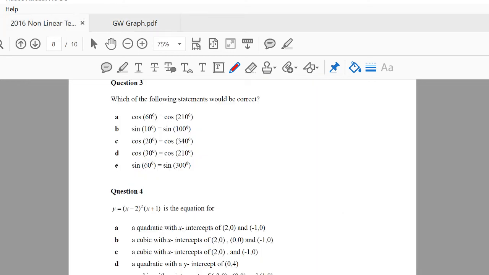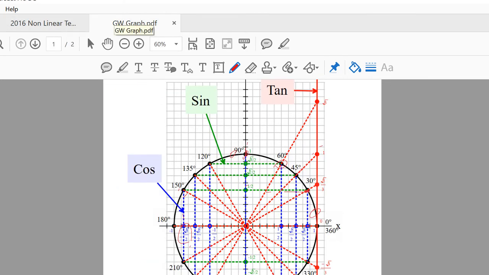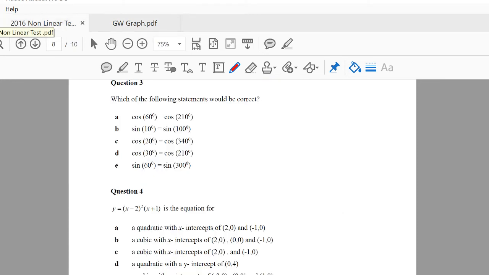What about cos of 20 and cos of 340? Well, 20 degrees is about there, 340 is about there. Do they have the same cos, the same x value? Yes, they do. That'll be our one. So it's going to be C.